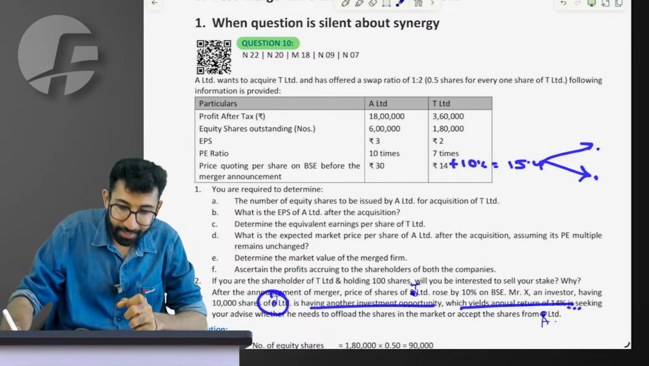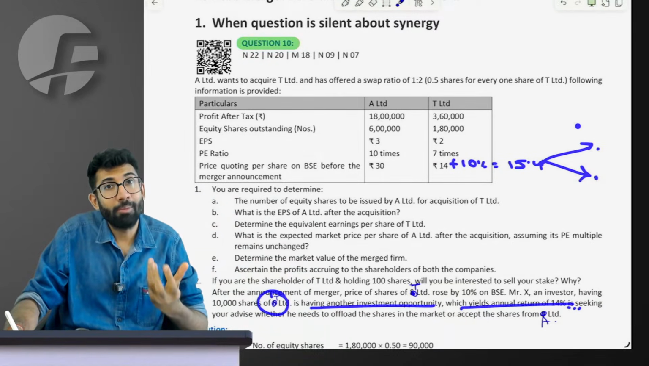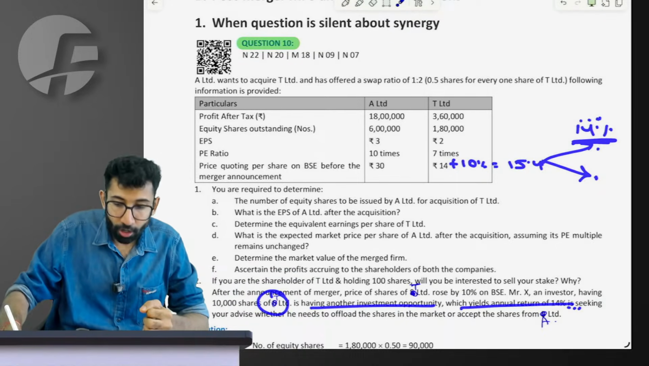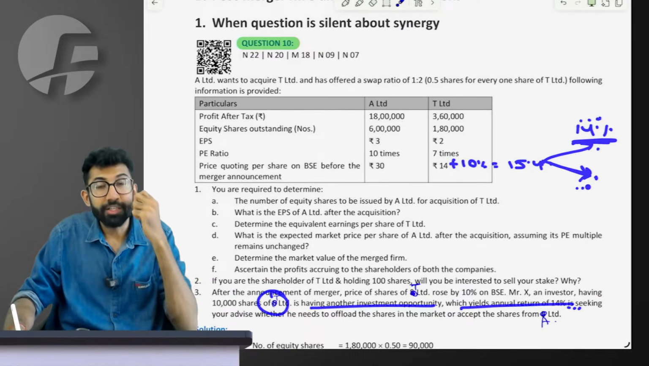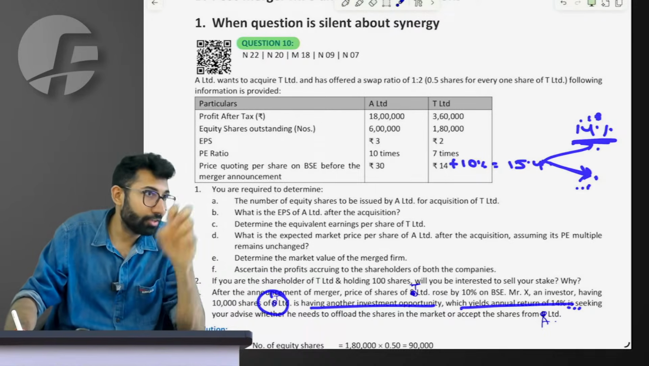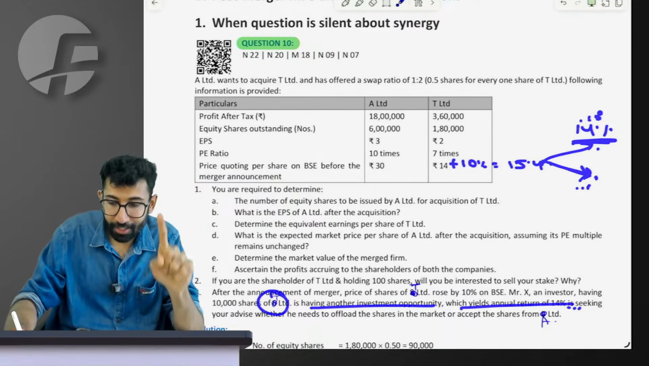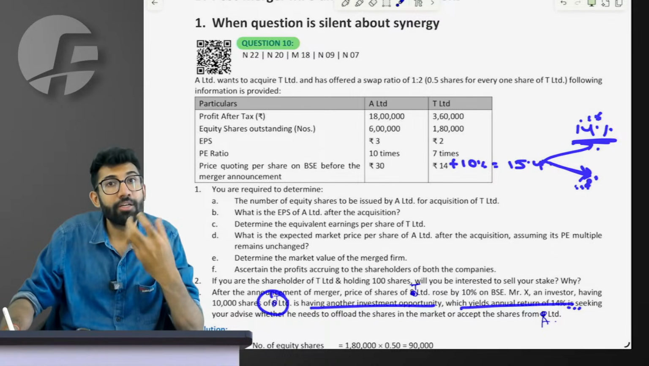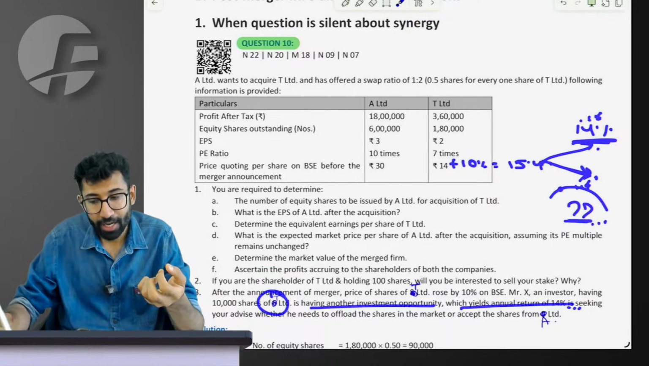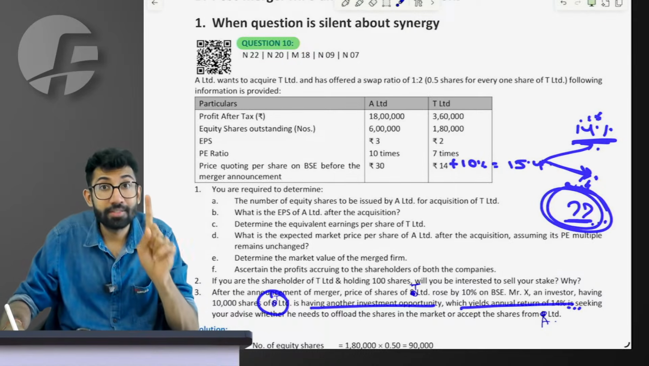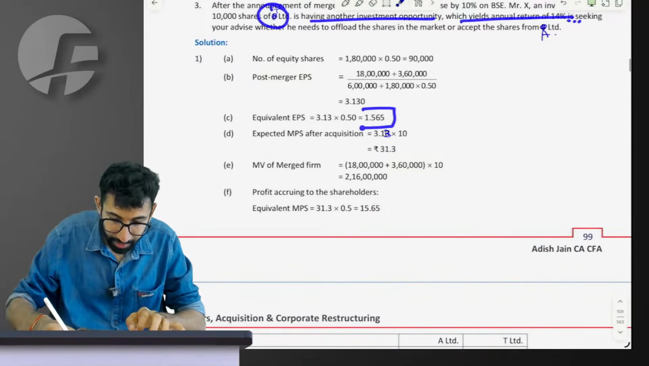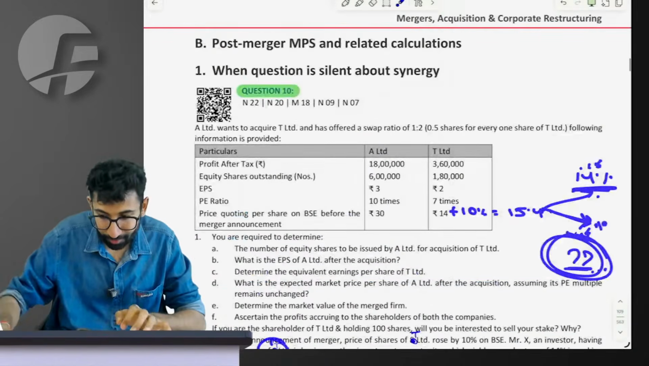People in the class, you can either use this amount of 15.4 to earn 14% somewhere else, or you can get merged. Right now you can sell the share at 15.4 and earn 14% on it somewhere. Another option is that you wait to get merged and you earn something against this investment, and what you earn, people in the class, is the equivalent EPS. Do you agree? What you earn in that case is the equivalent EPS of 1.565.